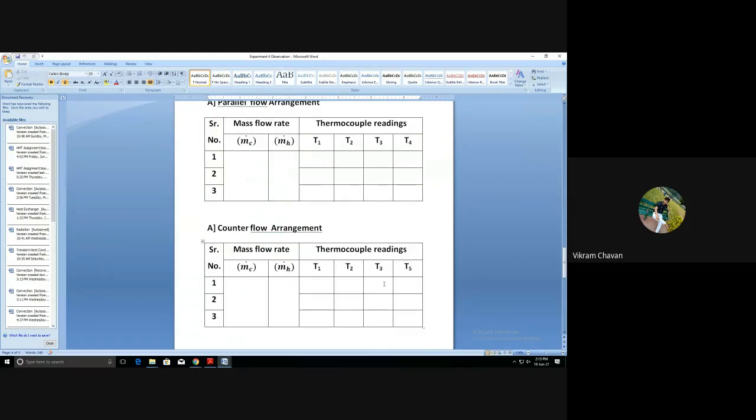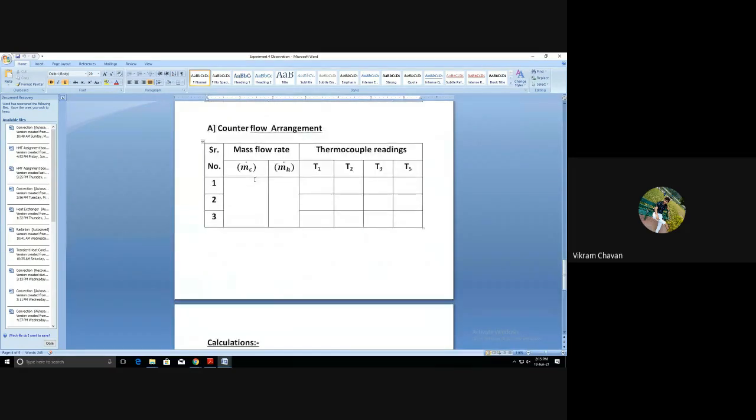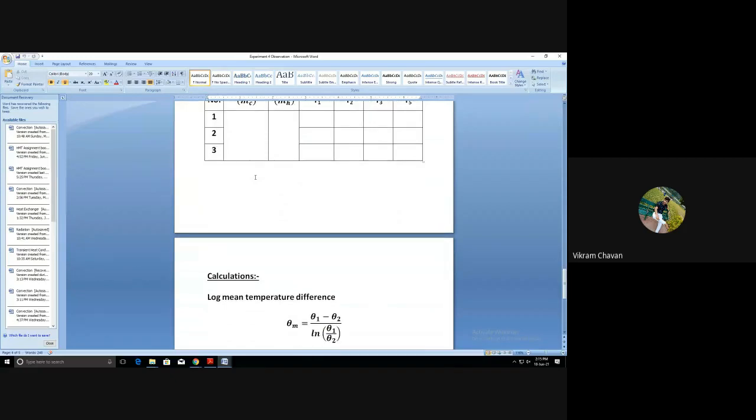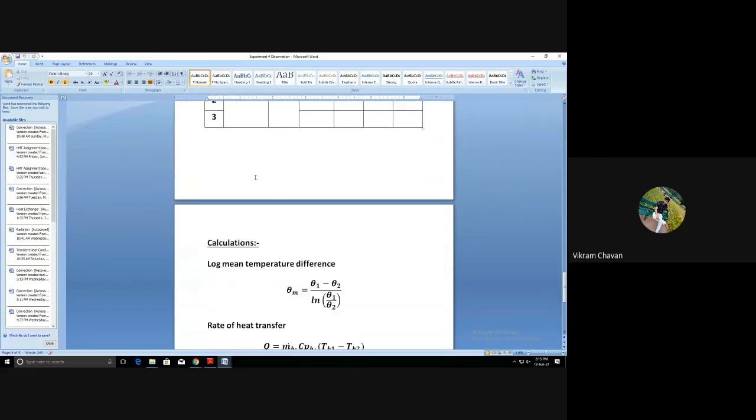Okay, then if you take the readings for the temperatures and you have readings for the mass flow rate of the hot and cold fluid, then you can calculate the log mean temperature difference, that is LMTD. Here I have written the formula for LMTD. But if both theta 1 and theta 2 are the same, then we have to use L'Hospital's rule. In that case, we have to consider theta m as theta, that is the temperature difference between the hot fluid inlet and outlet temperature.